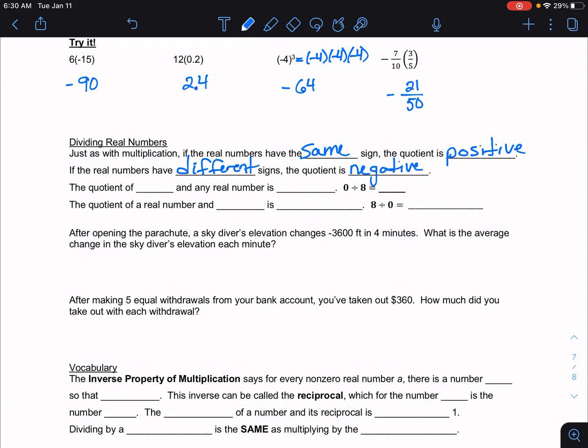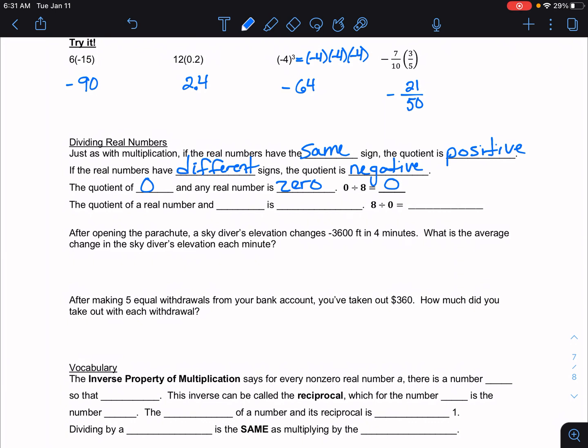Now let's talk about 0, because we didn't really talk about 0 for multiplication, although we kind of did. We said that multiplying by 0 in section 1.3 and 1.4 is always going to be 0. So let's talk about dividing. So the quotient of 0 and any real number is going to be 0. In other words, if you take 0 divided by any number, like 0 divided by 8, that's 0.